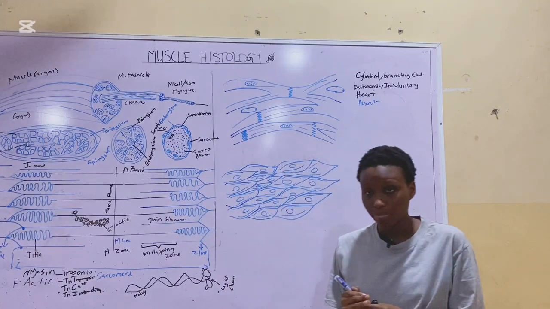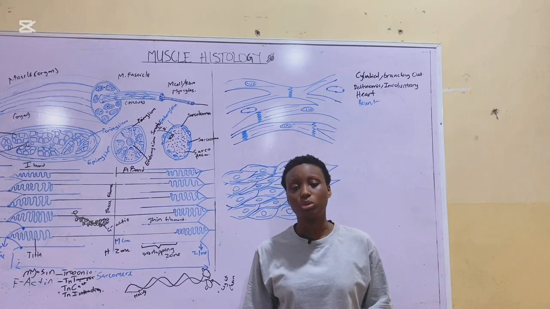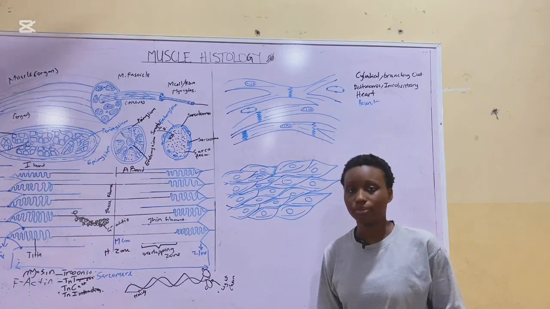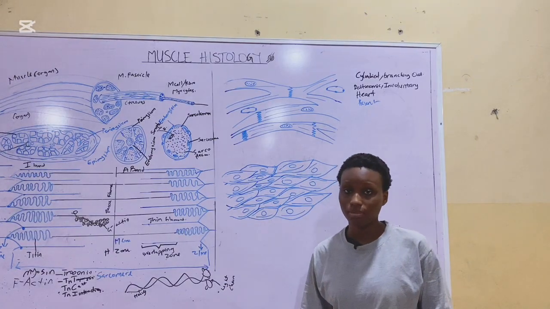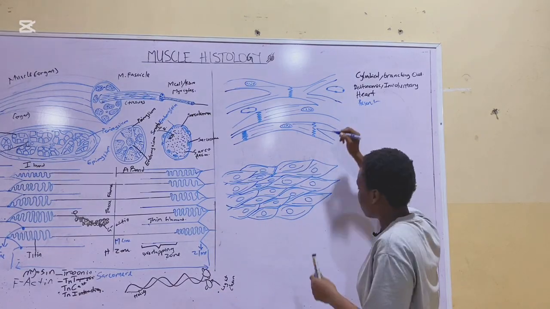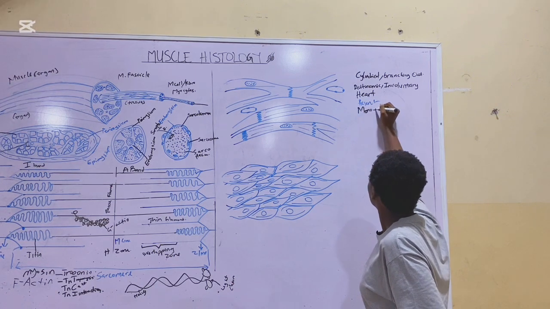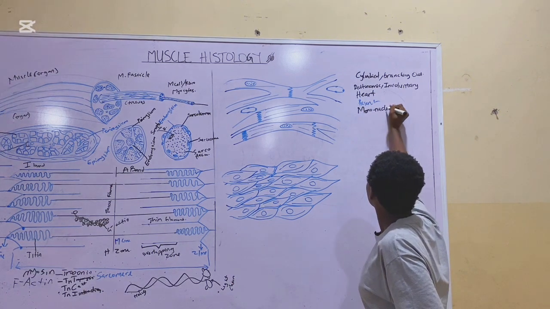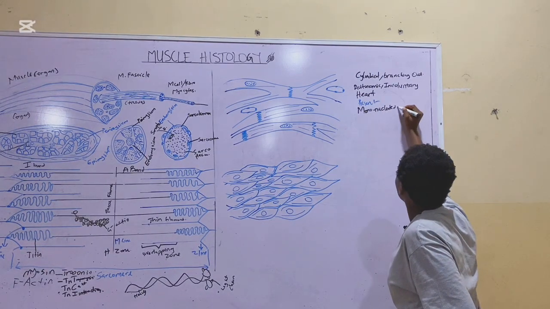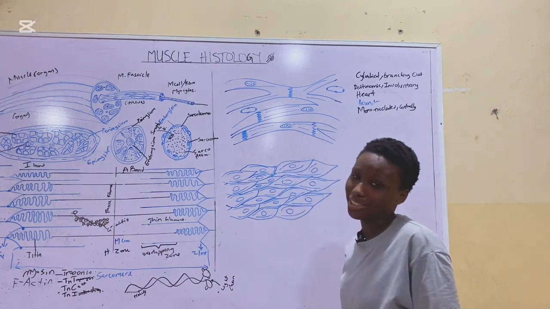Nuclei. We said that the muscle fiber in skeletal muscle is multinucleated and has peripherally located nuclei. Well, in cardiac muscle, it is centrally located and it is just a single nucleus, so mononucleated and centrally located.